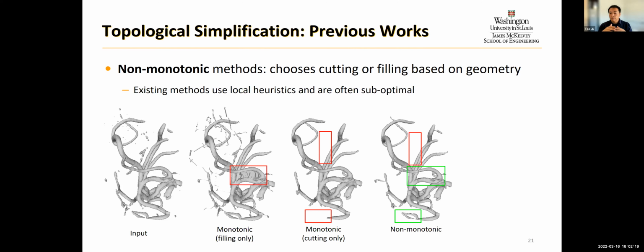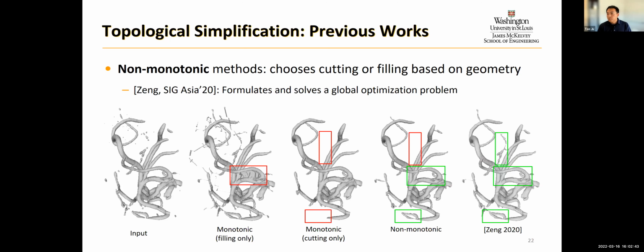To get rid of that handle, they made a small cut on the vessel. And to resolve the island at the bottom, they build a bridge. So they're already choosing between cutting and filling in these two different places. But the solutions are often suboptimal. For example, in the top red box, we're still missing a major component of the vessel.